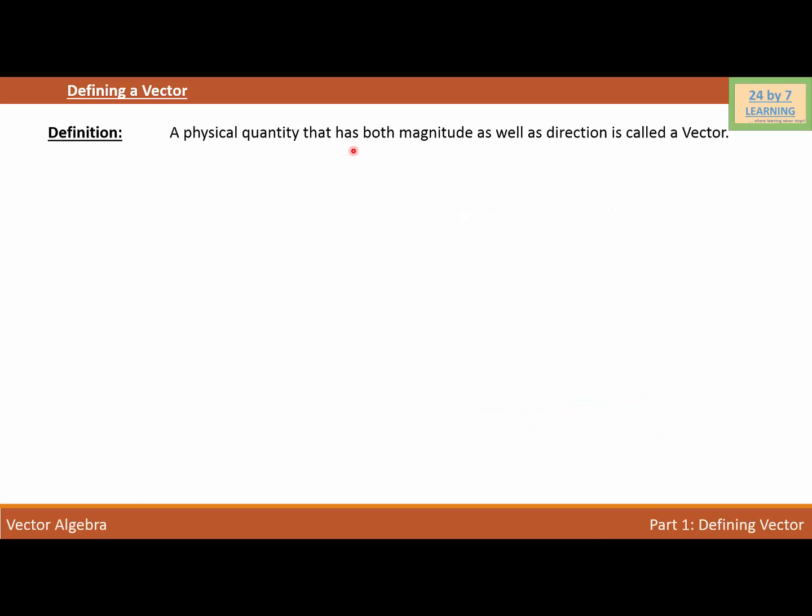A physical quantity that has both magnitude as well as direction is called a vector. In order to understand this, I would like to draw a vector first, and then explain each and every term related to the vector.